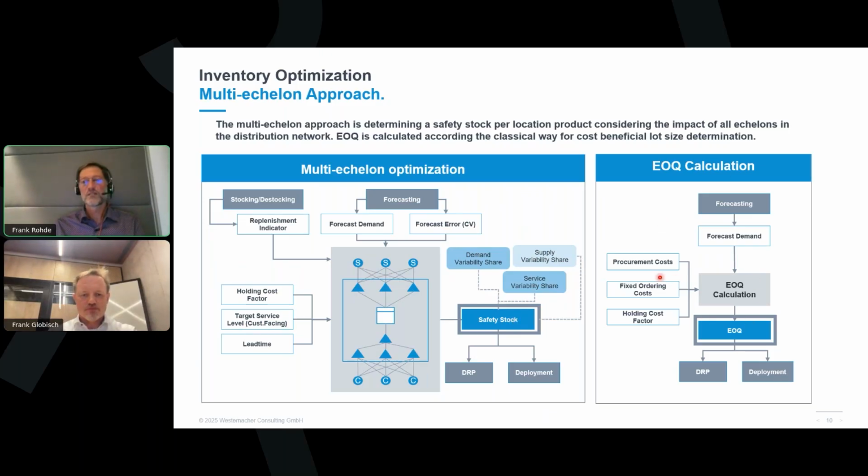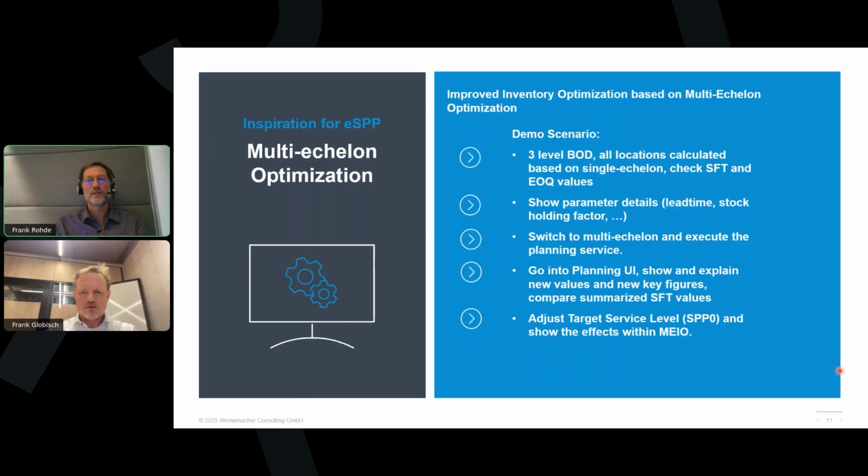For the EOQ calculation, we have the inputs as well, and we apply the standard formula. We calculate EOQ. There is no connection between those two values as there is in single echelon. All right, as simple as that. It looks quite simple in the system. The background algorithms are not that simple.